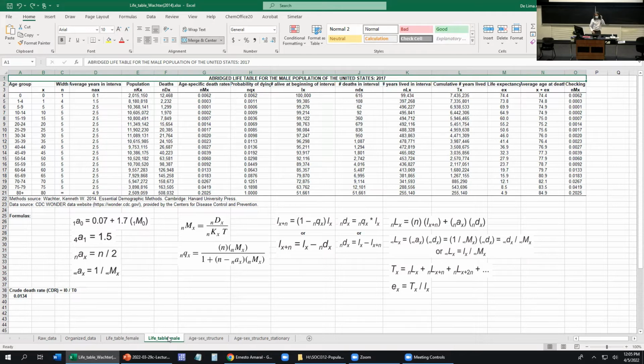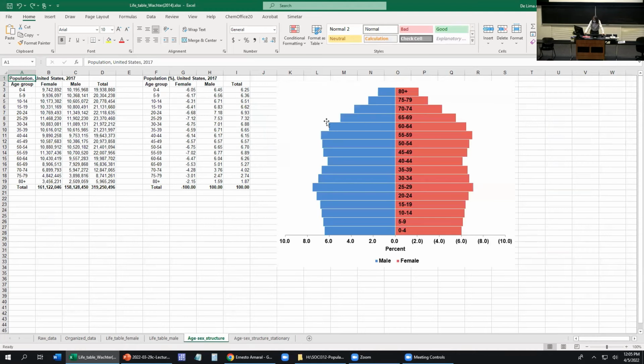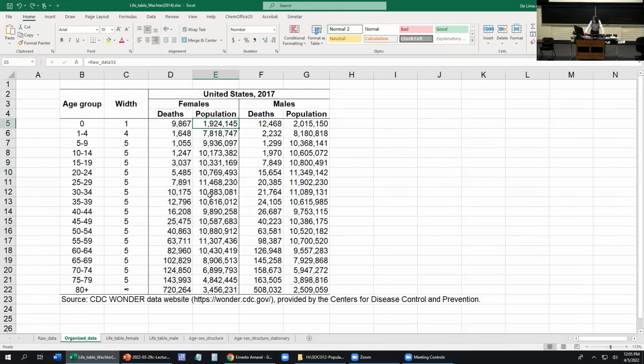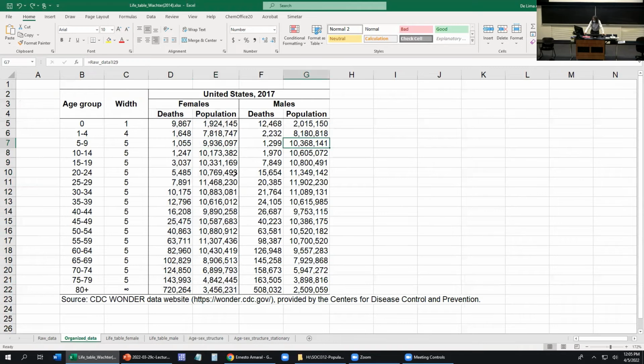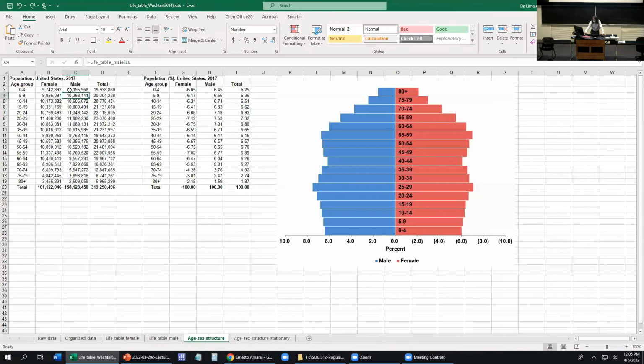and then we can do the age structure, right? Based on this life table. So this age structure here is based on the raw data. The raw data, the organized data here, we had, let's get here, 5 to 9. 9.9 million women. So it's here, 9.9 million women. And men, we had 10.368, 3.68 million men. So I'm just doing the age-sex structure here by sex, men and women.